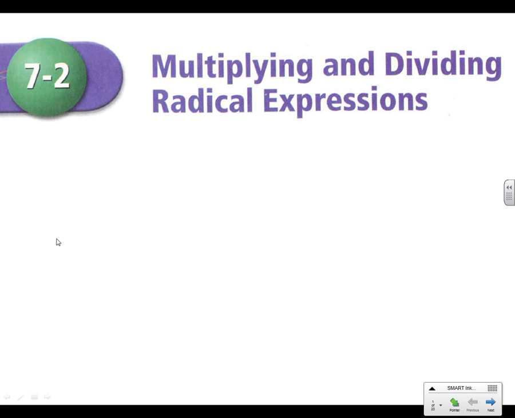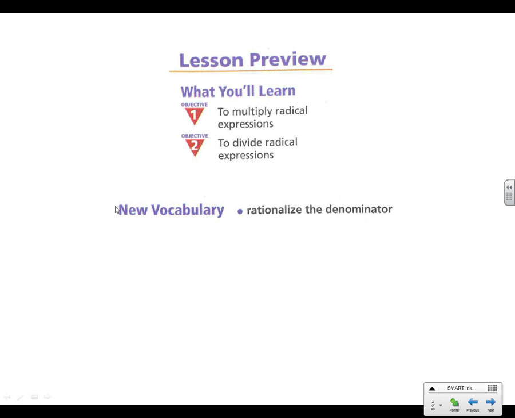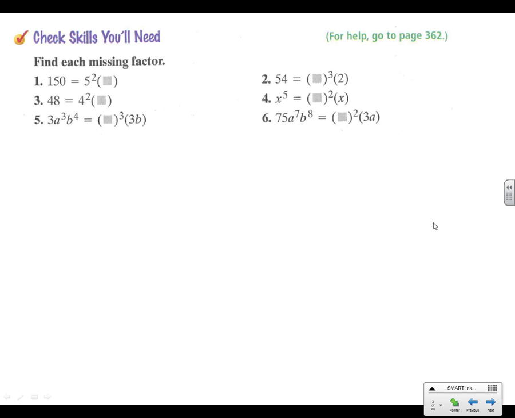Alright, let's get started with 7.2, multiplying and dividing radical expressions. We're going to learn how to multiply, and we're going to learn how to divide radical expressions. Pretty straightforward what's going on in this section. The only new vocab is rationalizing the denominator, and this is something that next year in pre-calc, lots and lots of my pre-calc students forget. So let's learn this pretty well the first time around, so we don't have to learn it again next year. So, a couple skills we'll need.